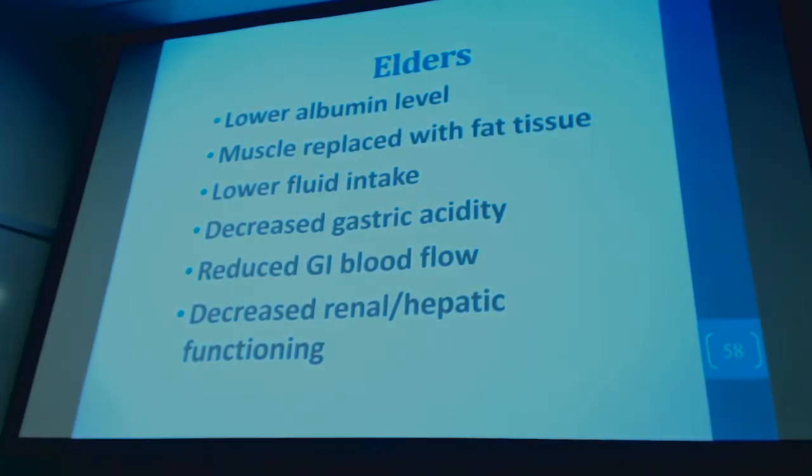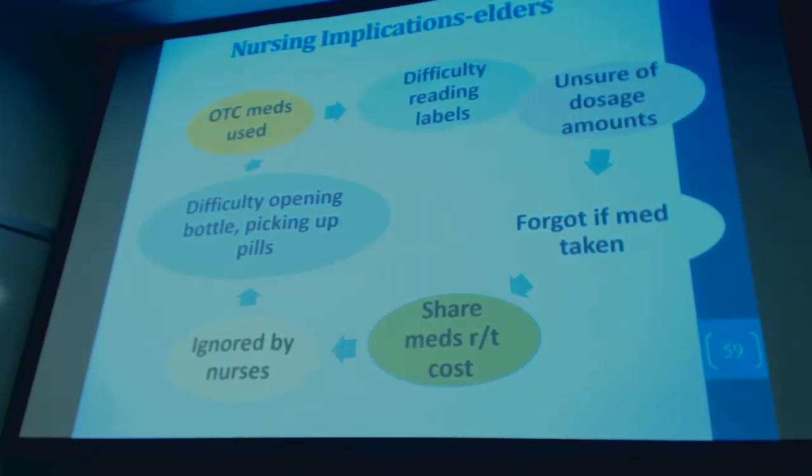If you rely on McDonald's, Burger King, Kentucky Fried Chicken for all of your meals, and that's what your children rely on, they're going to have heart disease, and they're not going to live as long as their parents. So education's really important. Here are some nursing implications for elders.